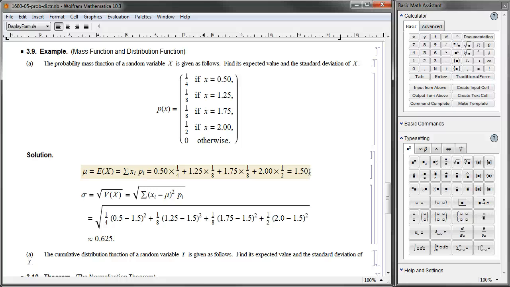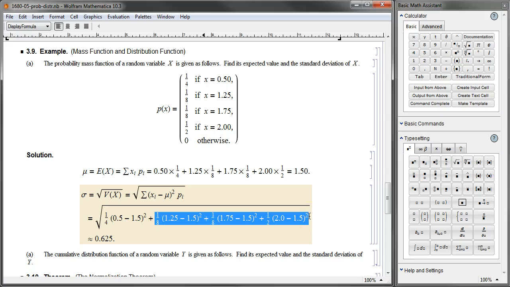How about the standard deviation or variance? We calculate deviation squared times the probability, add them all up. So here it is, deviation squared times the probability, deviation squared times the probability, deviation squared times the probability. Just add them all up, and that's going to be the variance. Square root of it will be the standard deviation. Okay, for mass function, it's pretty simple.